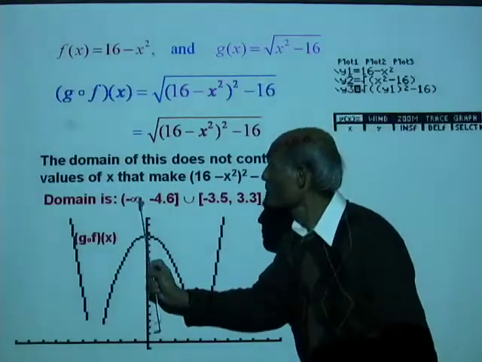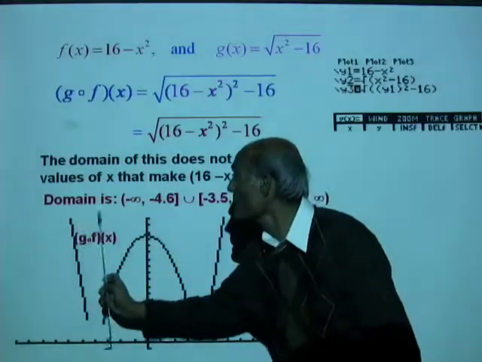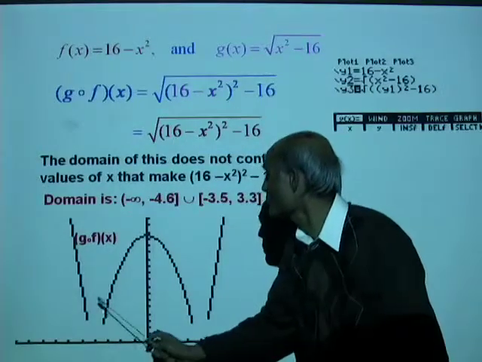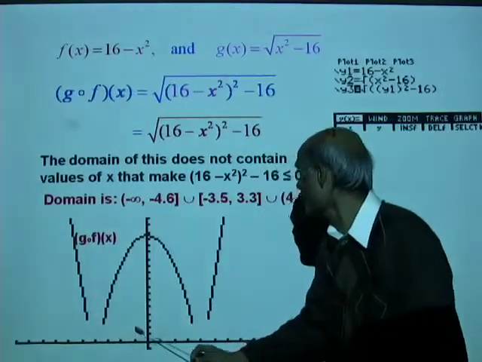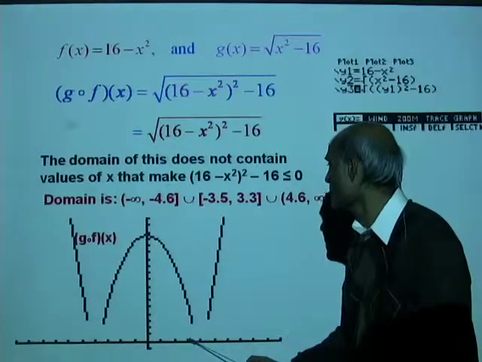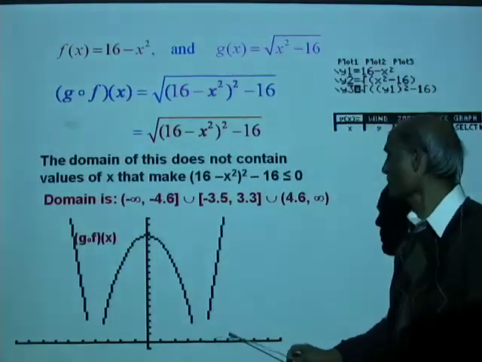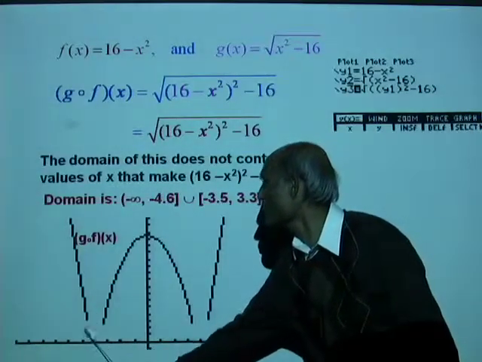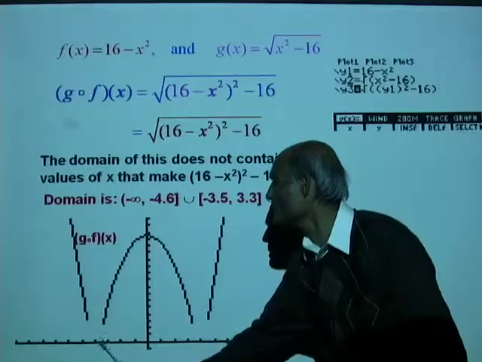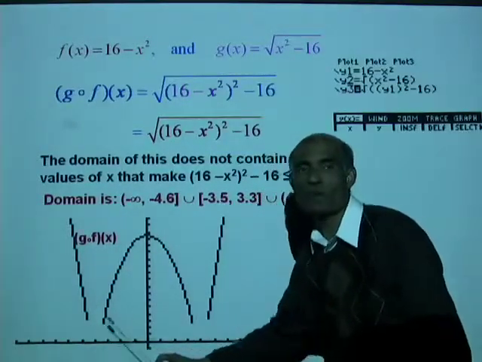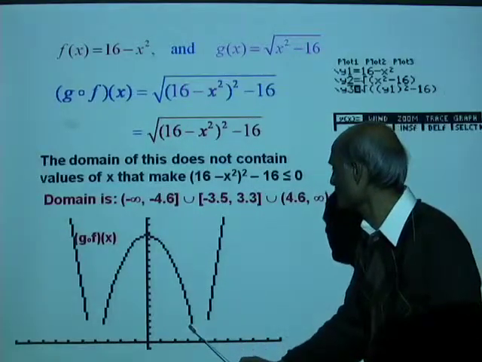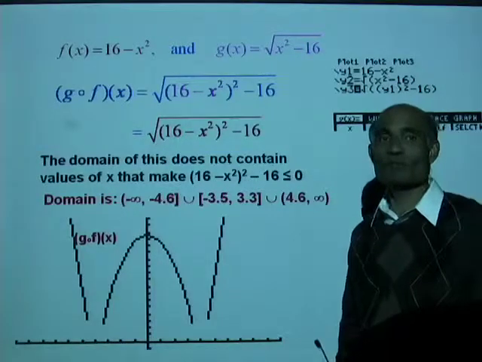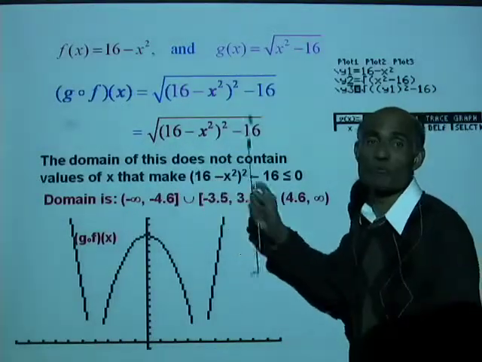And you can see the domain is therefore negative infinity to negative 4.6, union negative 3.5 to 3.3, union 4.6 to infinity. That means numbers between negative 4.6 and negative 3.5 are not in the domain. Numbers between 3.3 and 4.6 are not in the domain. Alright? So I would like to hear from you about this.